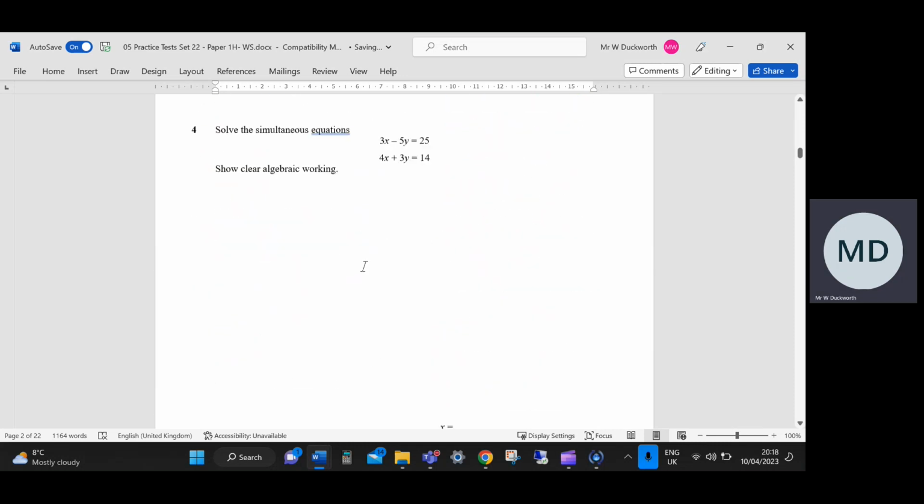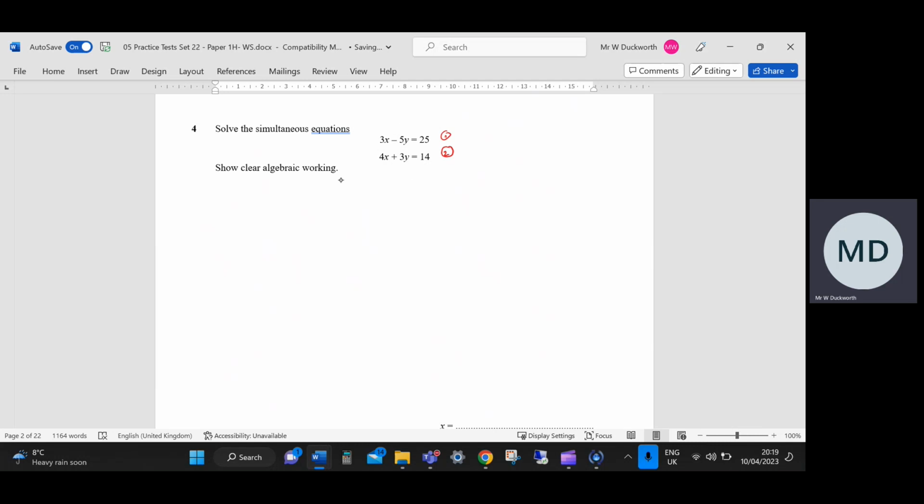Okay, and question 4, solve the simultaneous equations, and we've got 3x minus 5y and 4x plus 3y. So if I call this equation 1 and this equation 2, it's completely up to me if I make my x coefficients the same value or my y coefficients the same numerical value. One being negative, one being positive isn't an issue. If I make my x's, I'm going to go 12s. If I make my y's, I'm going to go 15s. There's not really anything much in it.